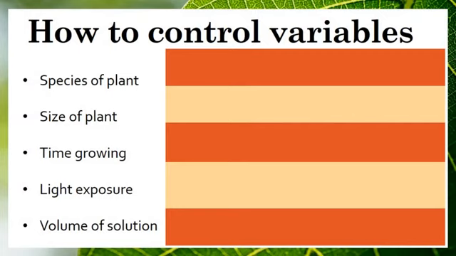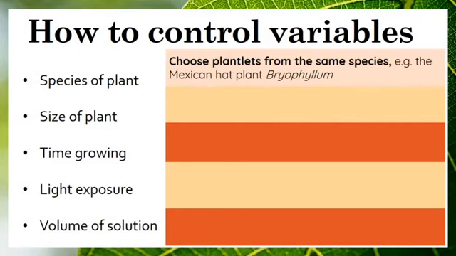Let's start with the species of plant. So this is very straightforward. Choose the same plant species. It's really useful if you have a plant that produces many little clones of itself, like a Mexican hat plant from Bryophyllum. So each little plantlet is from the same plant and also of the same species.